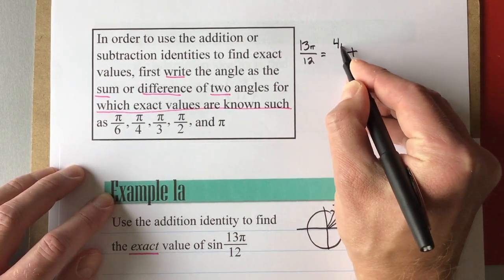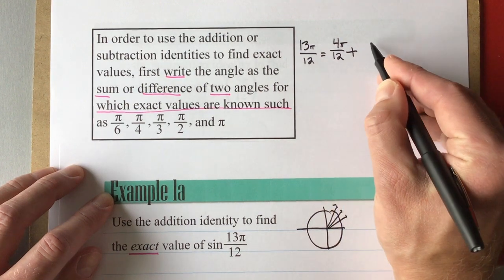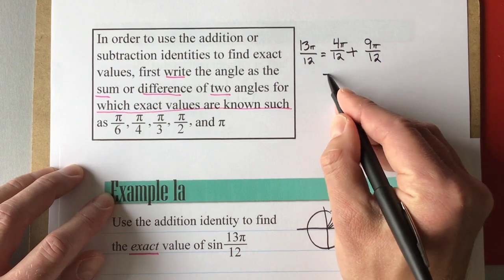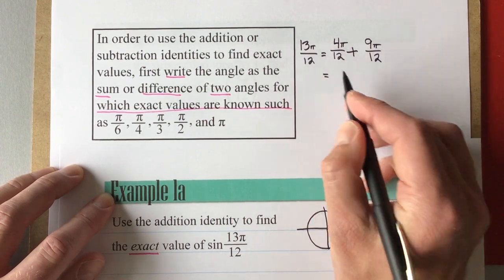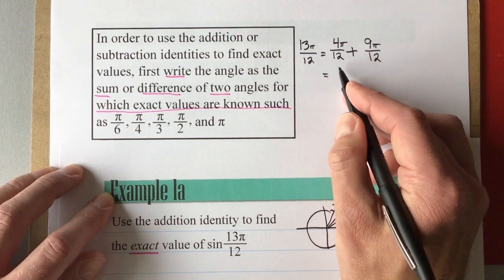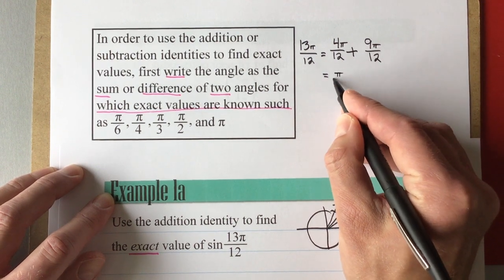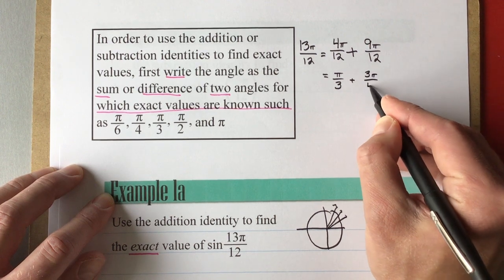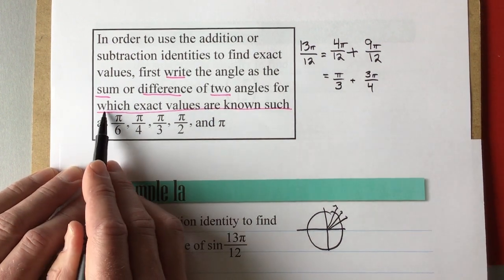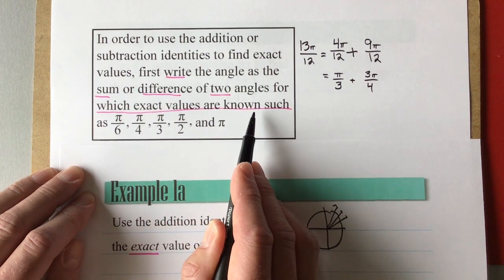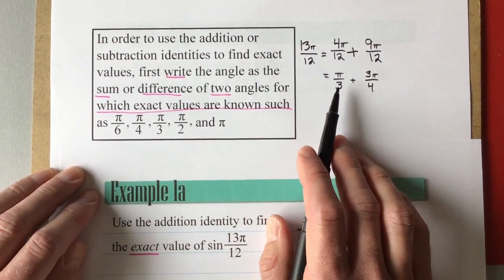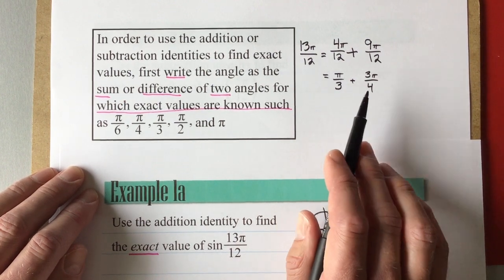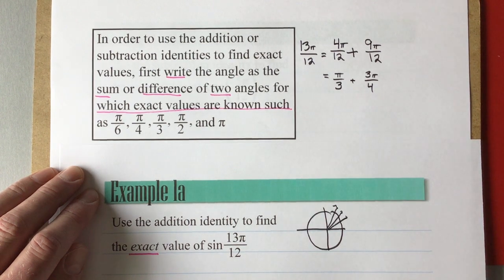I could use 4 pi over 12 plus 9 pi over 12, because those two angles add up to make 13 pi over 12, and when I simplify those, they reduce to pi over 3 and 3 pi over 4, two angles for which exact values are known. And you may need to go back and review some of the exact values for the sine, cosine, and maybe even tangent, but not as much for these two angles.